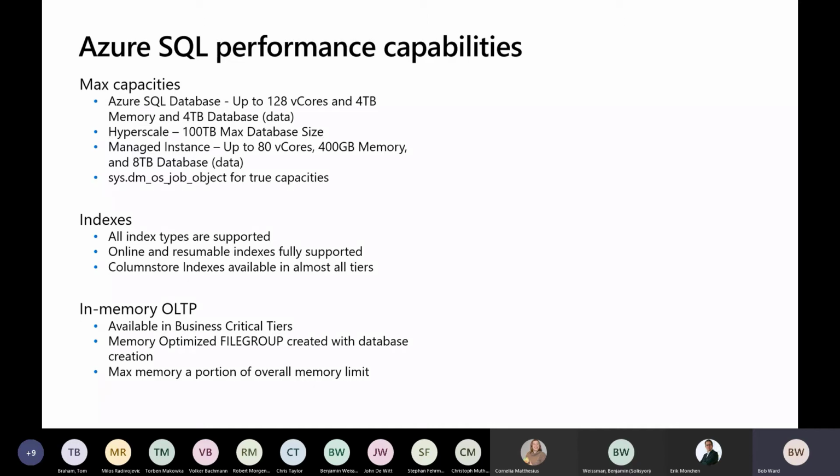And if you're using Hekaton in-memory OLTP, if you use something called our business critical tier, you get access to that feature. And just like in a SQL Server today, your memory capacity for that will be a portion of the overall memory limit that we give you for your deployment.